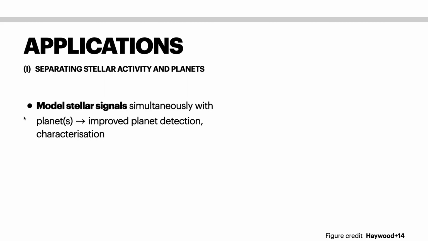Okay, with that in mind, let's look at our first application. And no prizes for guessing that it's modeling stellar activity signals in RVs. In short, if you model stellar signals in a principled way with a GP, you'll almost always be able to characterize planets more accurately, and more importantly, be less likely to mistake stellar signals for planets compared to when using cruder or less principled approaches.